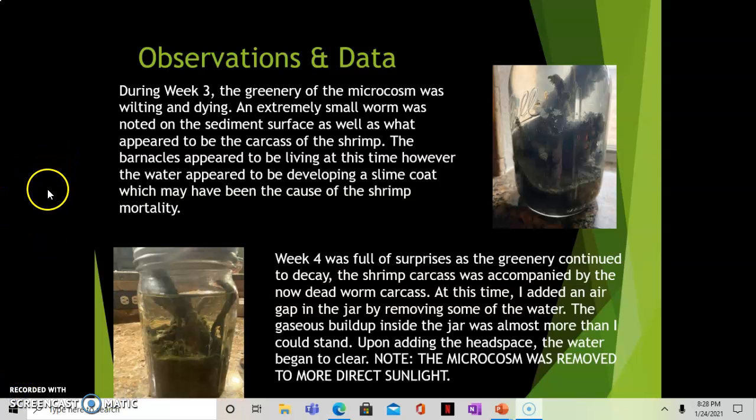Week 4 was full of surprises. As the greenery continued to decay, the shrimp carcass was accompanied by the now dead worm carcass. At this time, I added an air gap in the jar by removing some of the water. The gaseous buildup inside the jar was almost more than I could stand. It polluted the house for a few hours, to say the least. Upon adding the headspace, the water began to clear. Notice the microcosm was removed to a more direct sunlight.